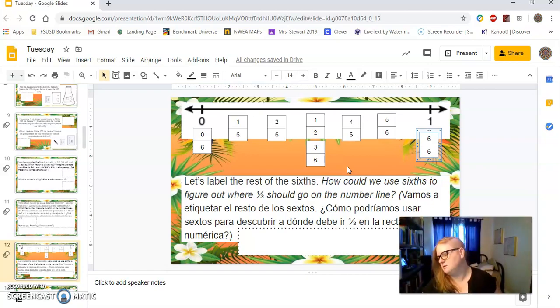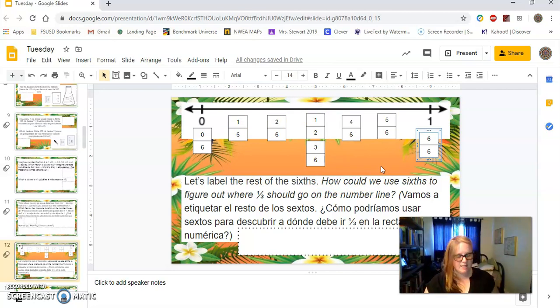So now we need to figure out, where would 1/3 go? So now that I know where all of the sixths are, how would I know where 1/3 is? And so you can look at this and see, okay, if I were to split this number line up into thirds, I would have 0, 1/3, 2/3, and then 3/3. So it would really be 1 mark and then another 1 mark. So where do you think that would lie? So how can we use this to figure out where 1/3 would go?